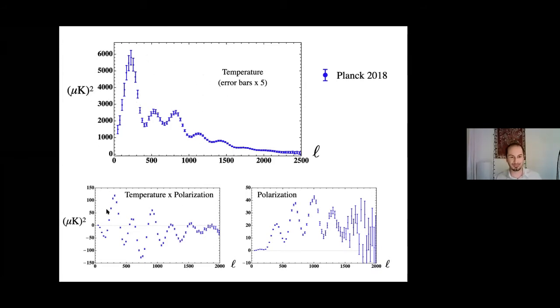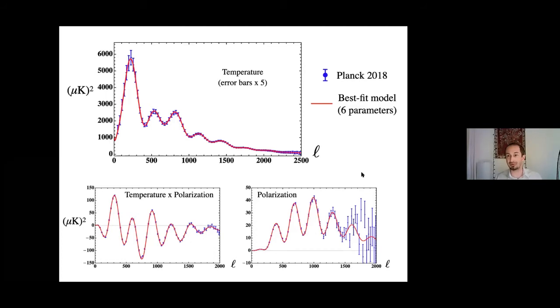You can also compute the cross power spectrum of temperature and polarization fluctuations and the power spectrum of polarization itself. And these multiple data points are fit beautifully by a rather simple model, which only depends on 6 cosmological parameters. The 6 parameters contain 2 parameters which parameterize the amplitude of the initial perturbations, one for the overall amplitude and one for the scale dependence.